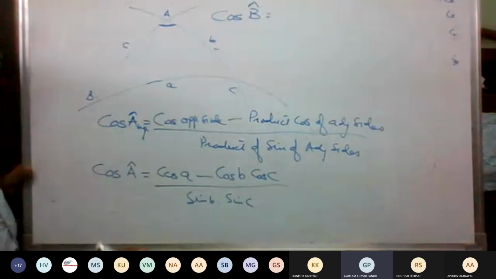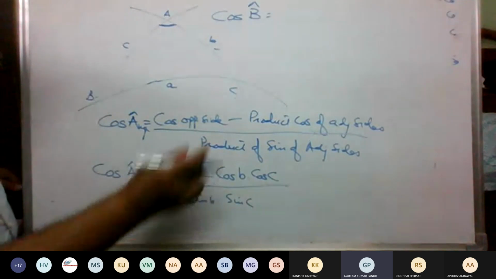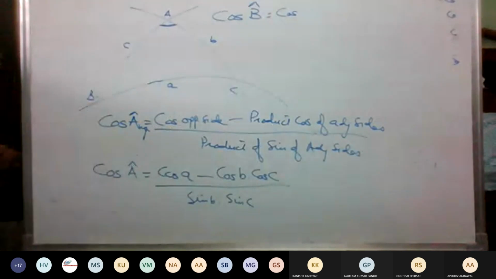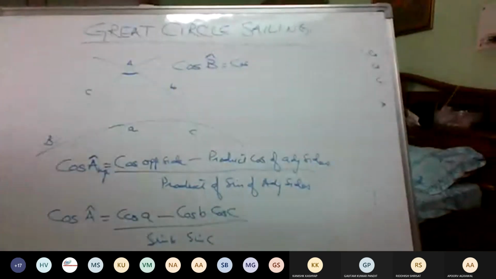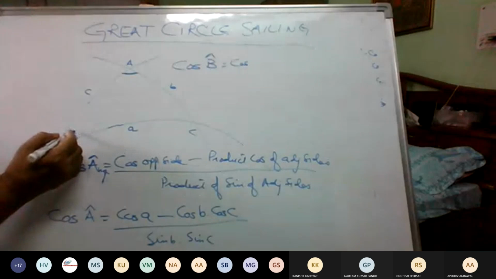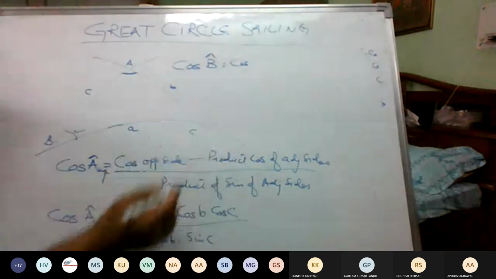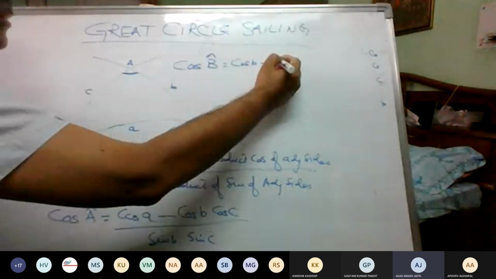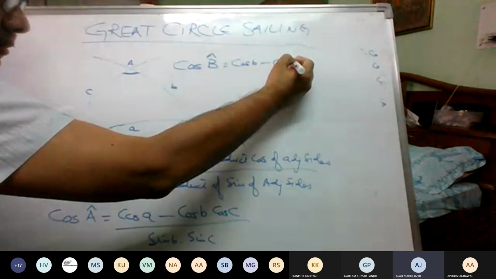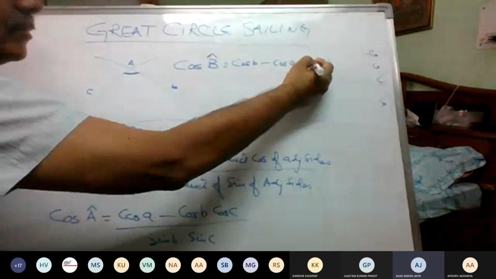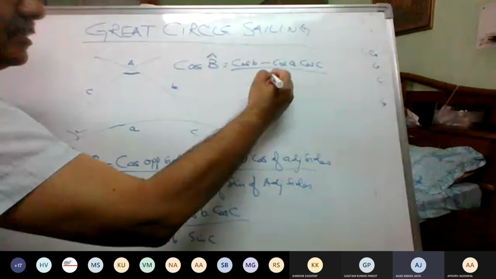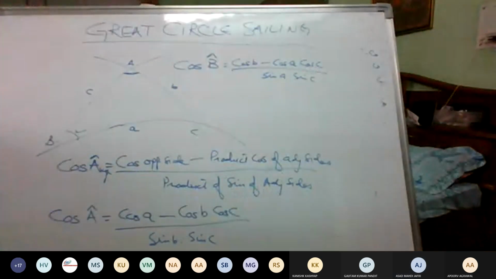Tell me, what will we write? Cos of the opposite side, what will it be? Sir, cos small b. Cos small b minus cos of c into cos small a, divided by sine of a, sine of c.